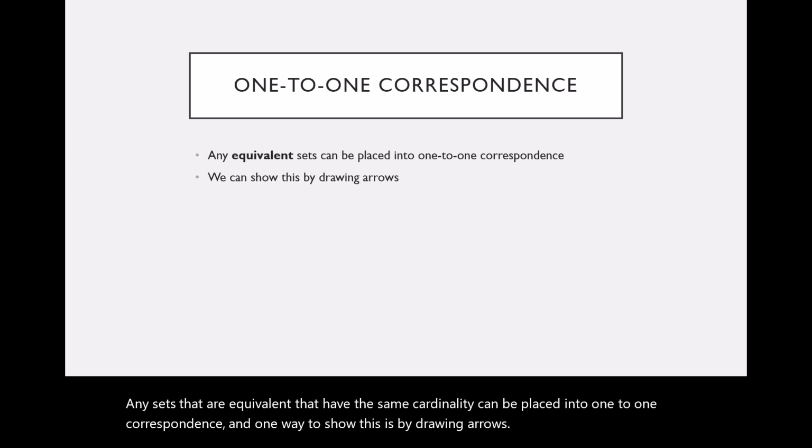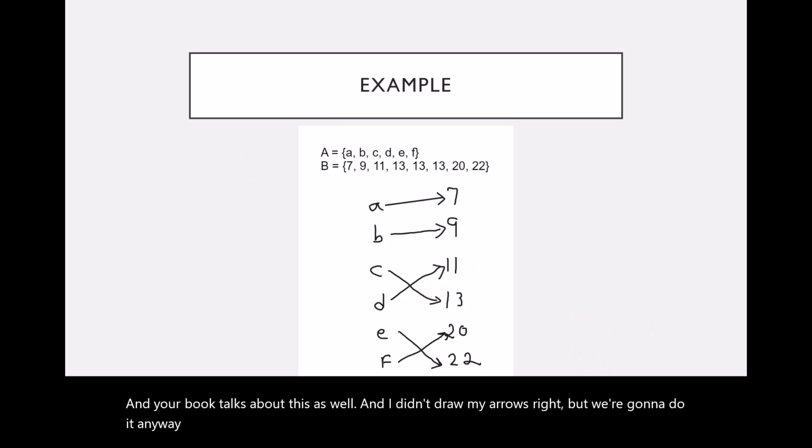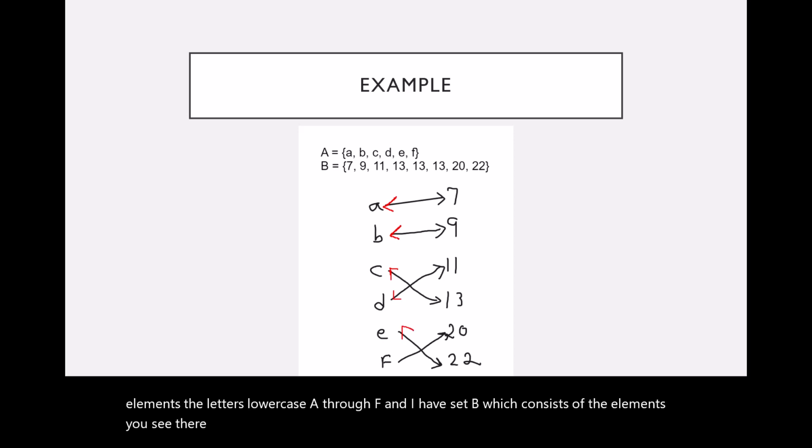And your book talks about this as well. And I didn't draw my arrows right, but we're going to do it anyway. Let me add my other. So let's give this example. I have set A, which consists of the elements, the lowercase letters a through f. And I have set B, which consists of the elements you see there, 7, 9, 11, a bunch of 13s, 20, and 22. Again, it doesn't matter if an element's repeated. We only count it once.